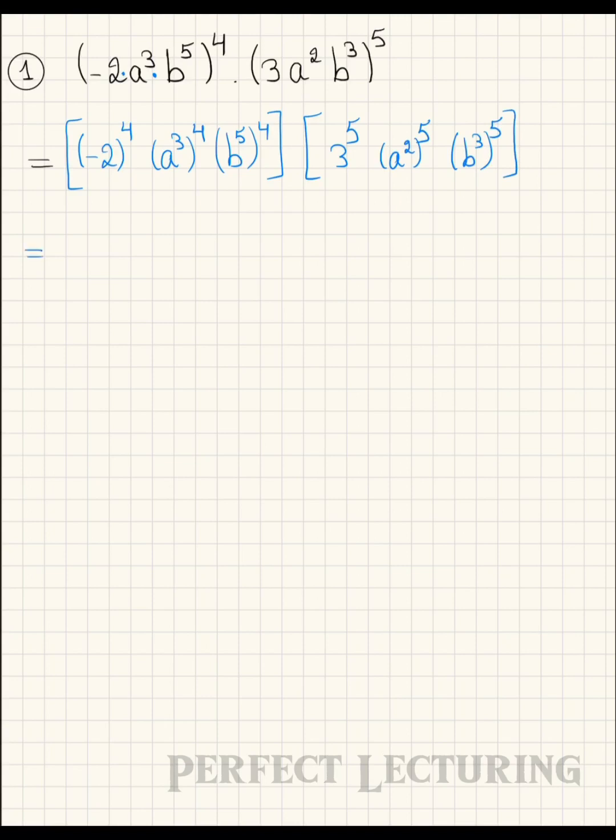In the next step, we will evaluate each term. Let's start with negative 2 to the power of 4. We said in the previous video that if you have minus to the power of an even number, it is plus. So 2 to the power of 4 is 2 times 2 times 2 times 2, which gives me 16. Next, I have a to the power of 3 to the power of 4. I have 2 exponents on top of each other, so I multiply them, and it becomes 12. Similarly, this becomes b to the power of 20.